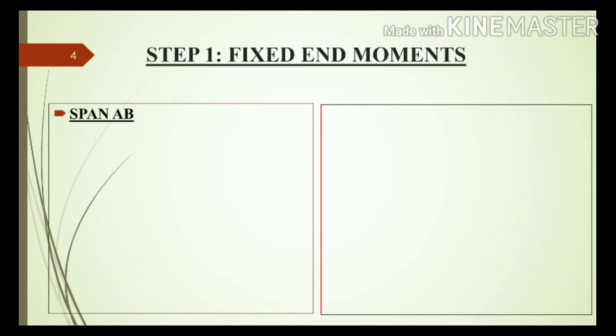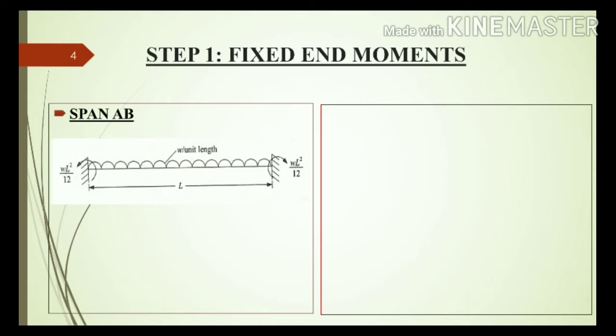Consider the span AB. In span AB, there is a UDL acting throughout the span.